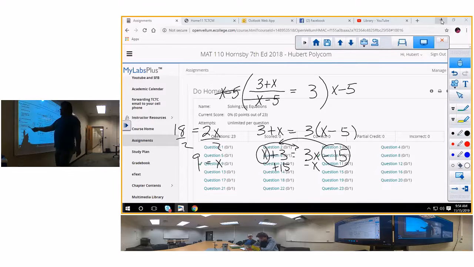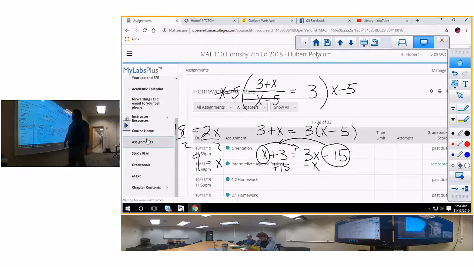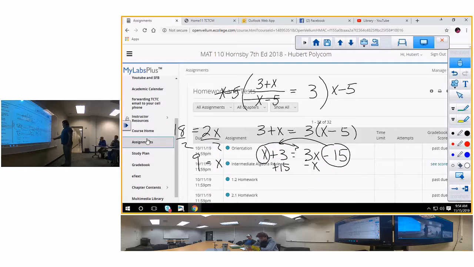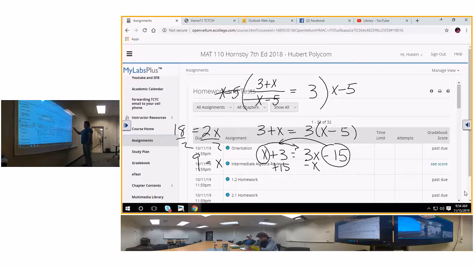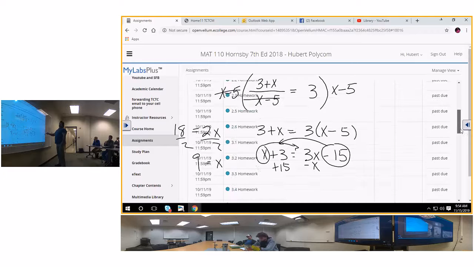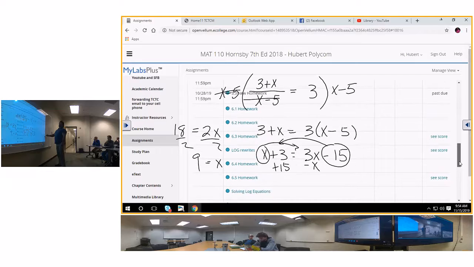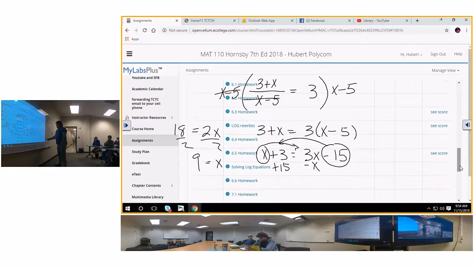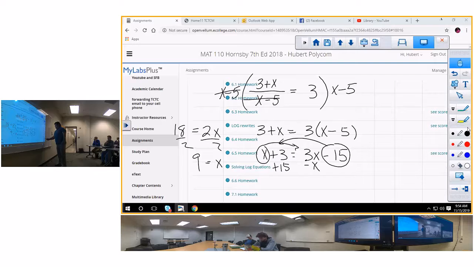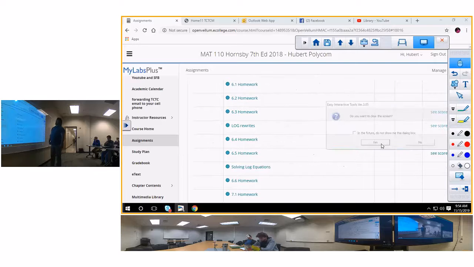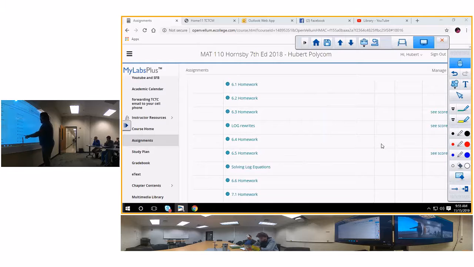And assignments. So this weekend, and I'm going to go over this one more time because I don't want y'all to mess it up. So here we go. This weekend, I want you working on the rewrite, which is log rewrites. And then I want you to work on solving log equations.